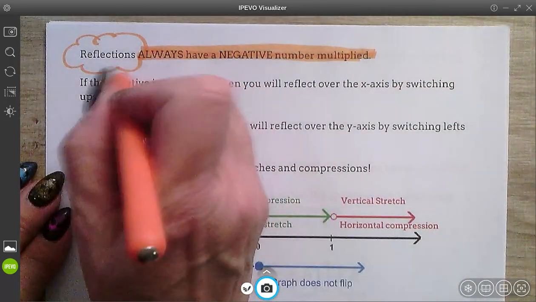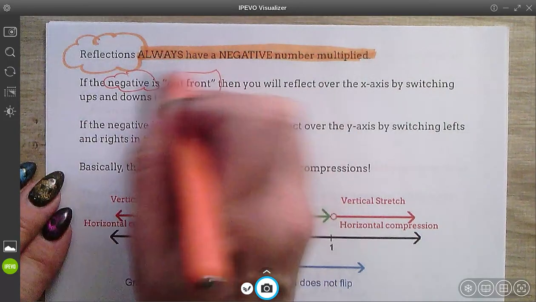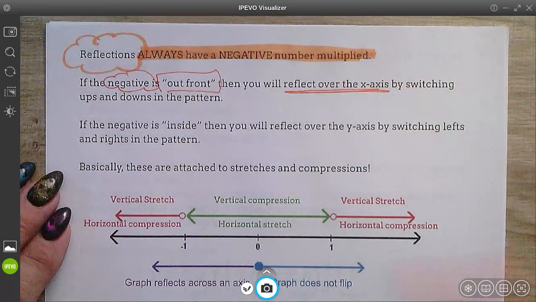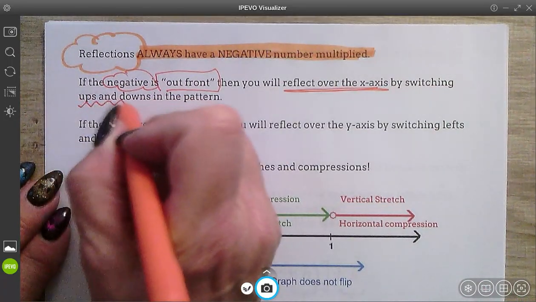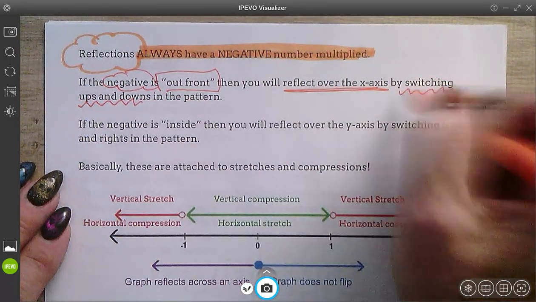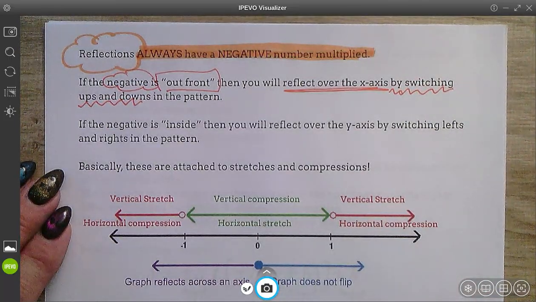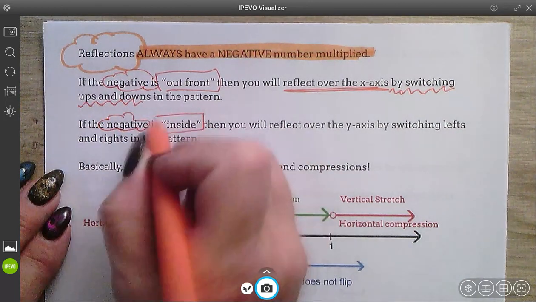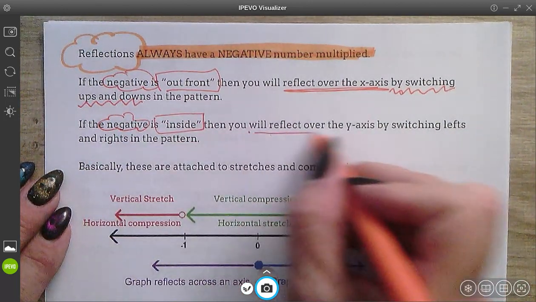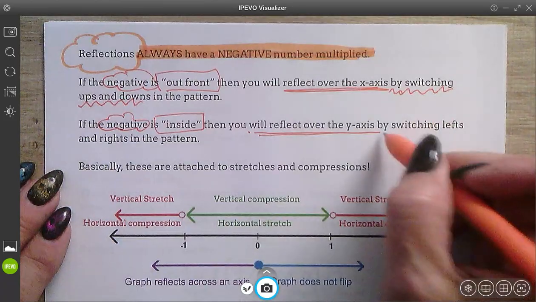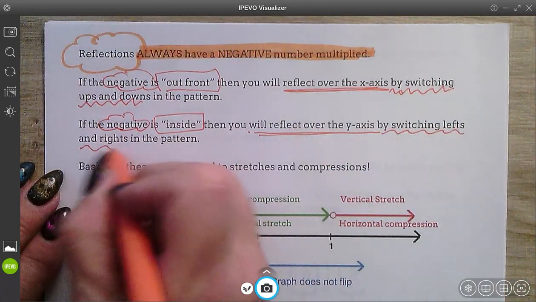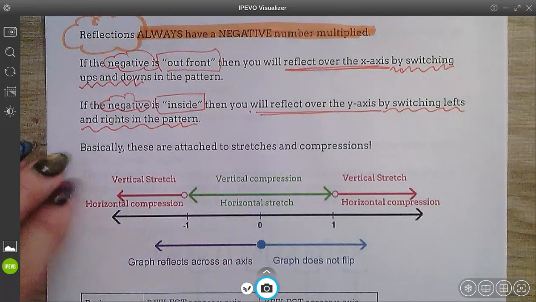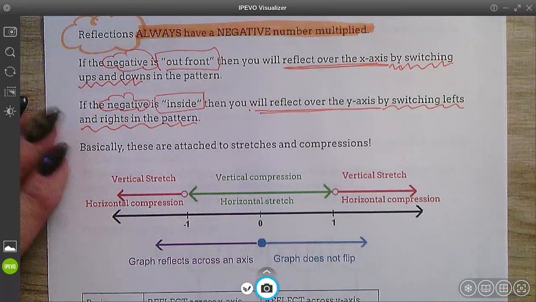If your negative is out front, then you will reflect over the x-axis. And the way you do that is by switching the ups and downs. So all your ups turn to downs, all your downs turn to ups. If the negative is inside the pattern, you will reflect over the y-axis, and you do that by switching the lefts and rights in the pattern. Basically, these are always attached to stretches and compressions.